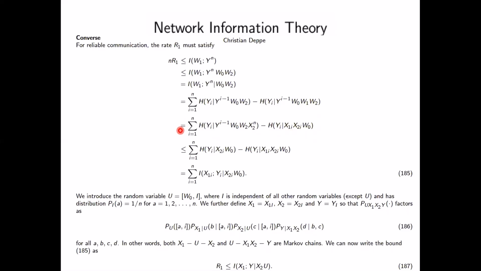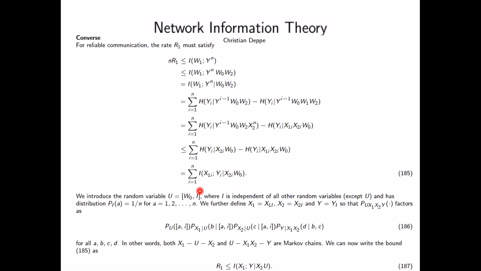Now we leave out here this condition here and this condition here. So we make it bigger. Here we take the same like before. Then we have the sum over this entropies here. But this entropy here, we take the formula and we get the mutual information of x1i and yi under the condition x2i and w0.